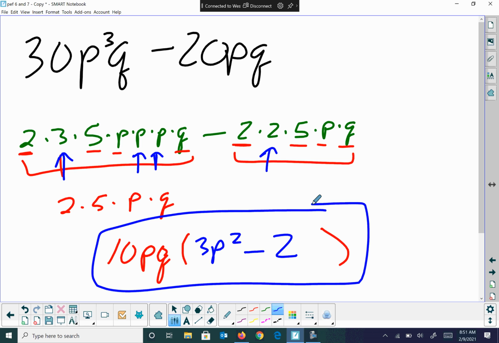We can double check it. 10 times 3 is 30. P to the first times P to the second is P to the third. And then Q. Cool. First term works. 10 times negative 2 is negative 20. P and Q. Yeah, it works. So there's my answer. So we're factoring out a greatest common factor. Agree? So it's just kind of reverse thinking.